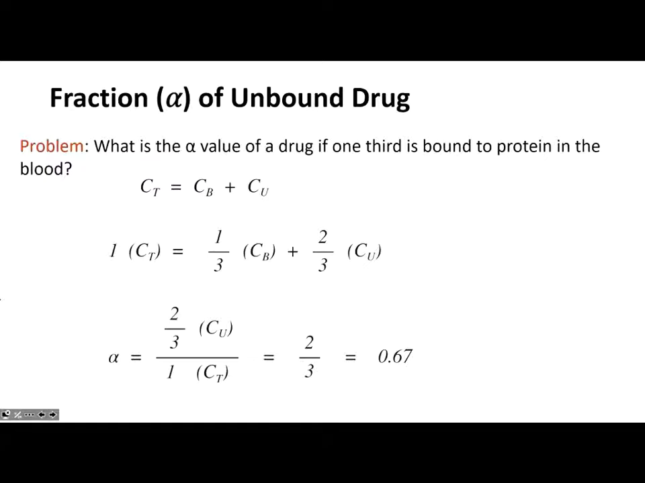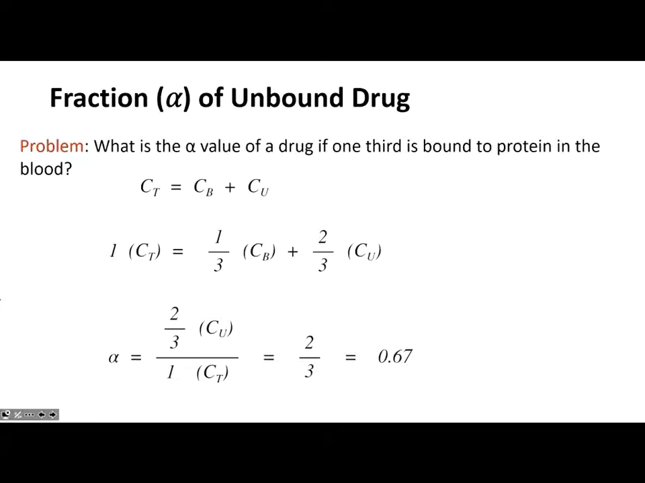The alpha is simply the ratio of the unbound to the total. So if 2/3 is unbound over 1 total, then the alpha is 2/3, which you would probably express as a percent, meaning 0.67 is the actual alpha. That essentially means 67% of the amount of drug in the blood is unbound. Okay? Easy enough concept to understand.